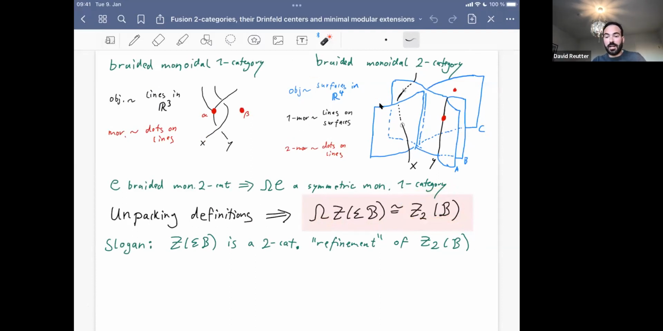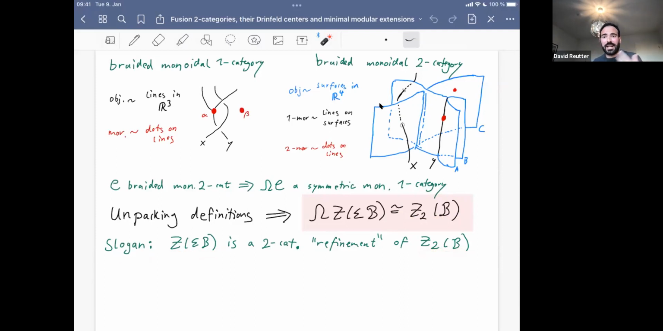I told you for my braided fusion two one category, I can turn it into sigma b, which is a fusion two category. And how do I see the Müge center? The Müge center is the endomorphisms of the unit in the Drinfeld center of this fusion two category. So it appears as if I'm making my problem more complicated rather than easier. But here's the slogan. You can think of this Drinfeld center of sigma b, therefore, as a kind of two-categorical refinement of the Müge center. So it knows about the Müge center, and it has some more information.